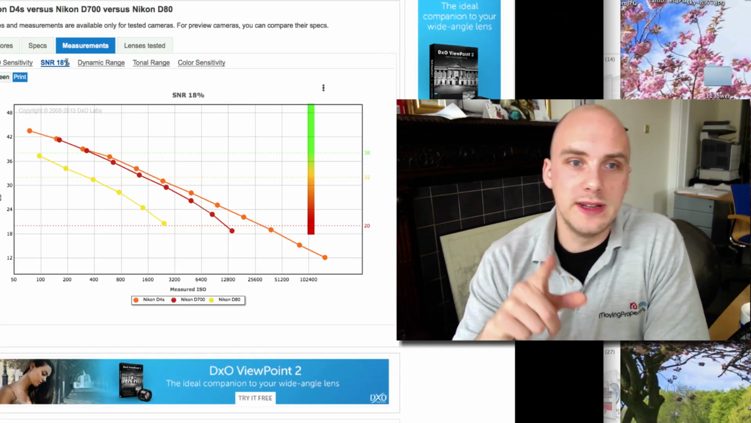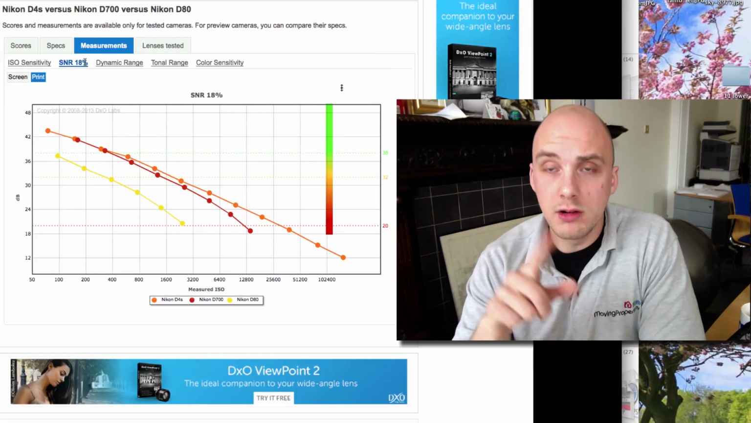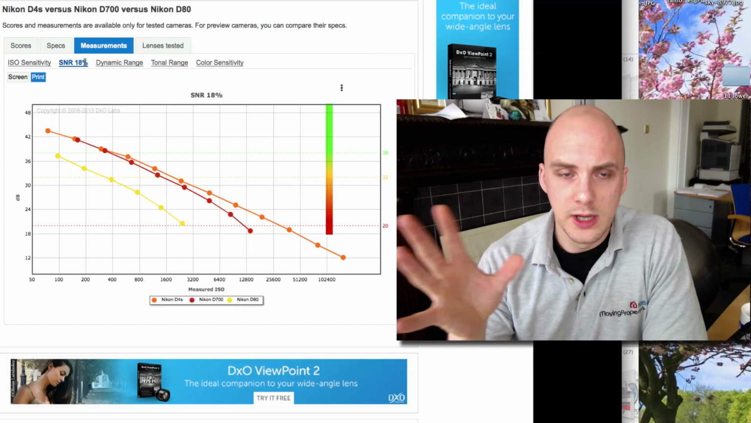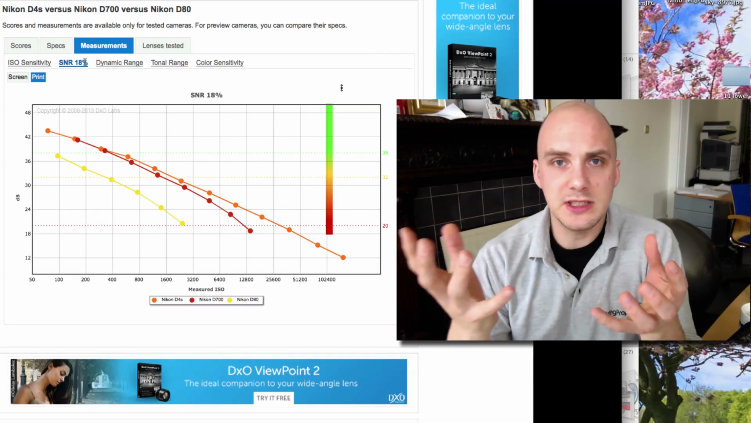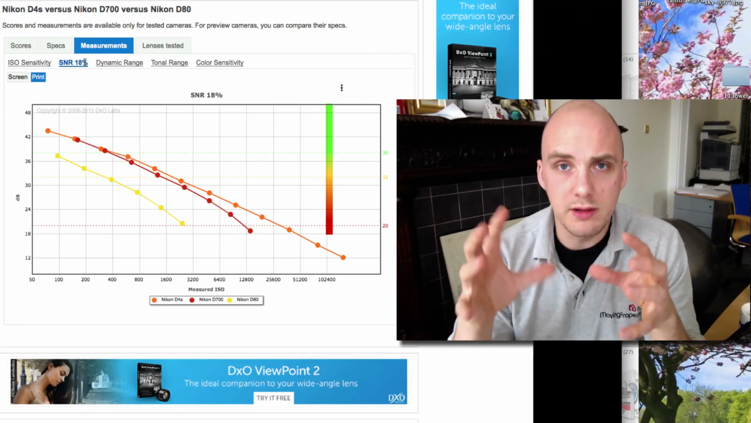Now the interesting one is SNR, 18% signal to noise. The signal is how much information it gets, and the noise is just the gunk that comes along with it.